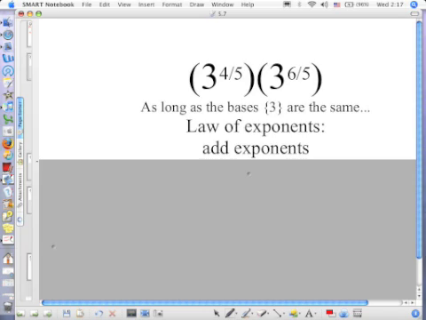Yes. Wait, why? Stop. Question? Why would you add the exponents as long as the bases are the same? Because the base is a representation of something that can be combined together. So if the base is this, as long as it's 3 and 3, you just add the exponents together.